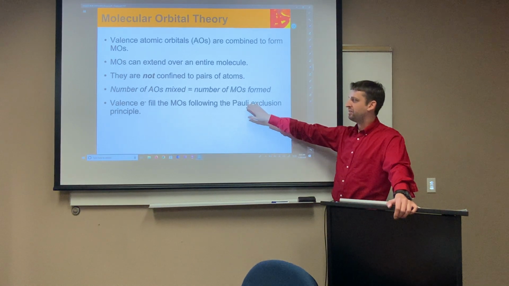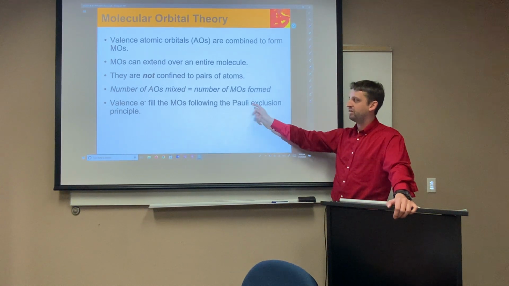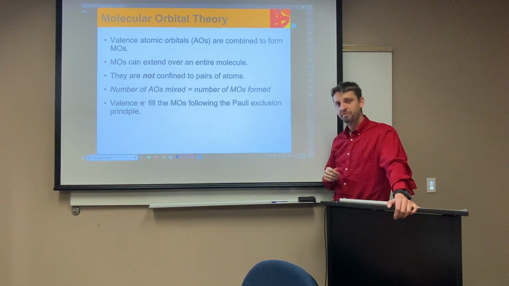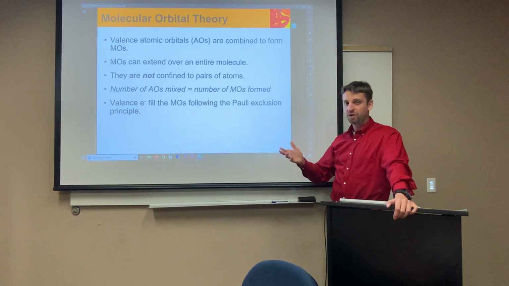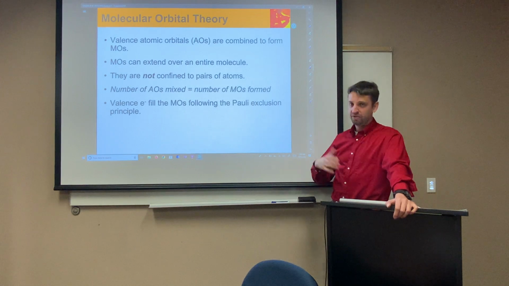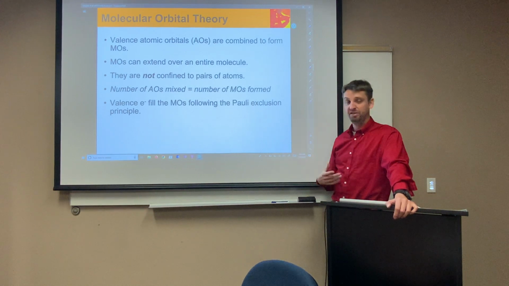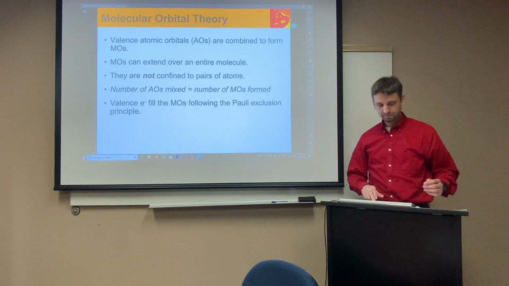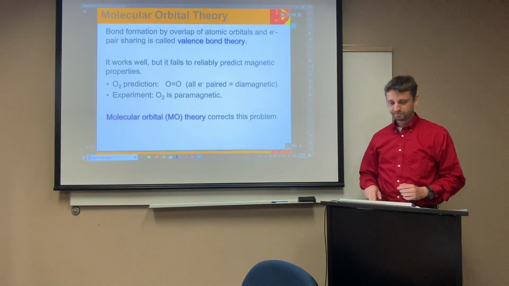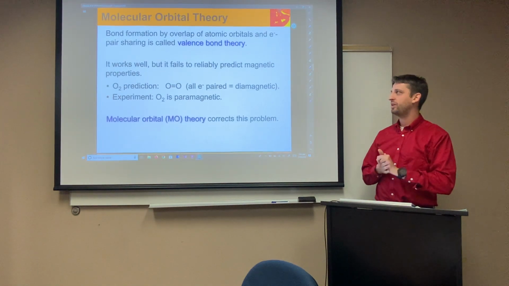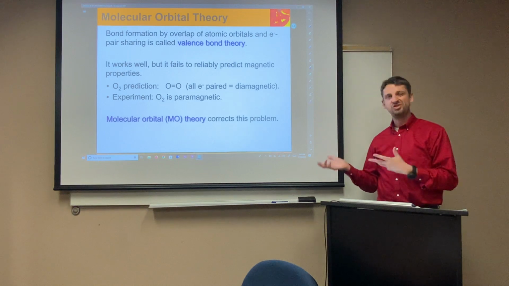The valence electrons fill the molecular orbitals following the same principles that we've talked about before, okay? Whenever we're dealing with orbitals, the rules are the same. We can only fit two electrons. One has to be spin up, one has to be spin down. That's all it is. All right. So what's the point of this? What's the benefit? What does it do?